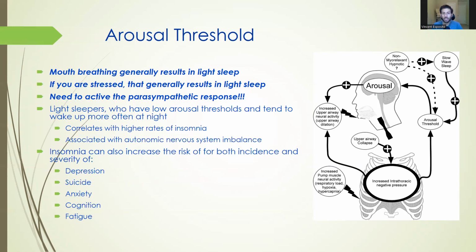Interestingly, mouth breathing generally results in lighter sleep. If you're stressed, that also generally results in light sleep. So what does this all mean? This comes back to the nervous system. How do we activate the parasympathetic response? If we're in a sympathetic dominant state, we're probably going to lean more towards the lighter sleeper side of the spectrum. Now, light sleepers who have a low arousal threshold tend to wake up more in the middle of the night. This correlates, interestingly, with higher rates of insomnia and autonomic nervous system imbalance. In other words, you are more sympathetically dominant.